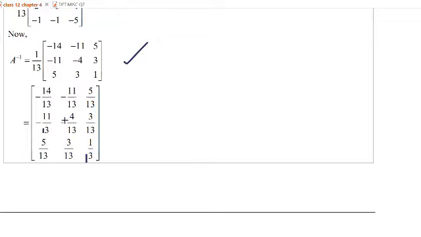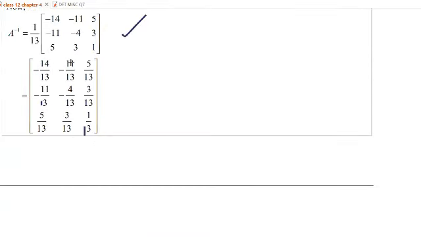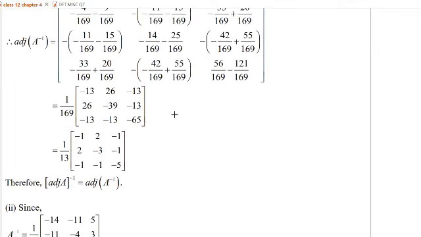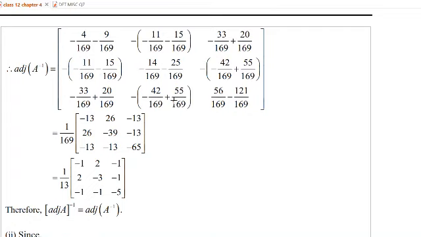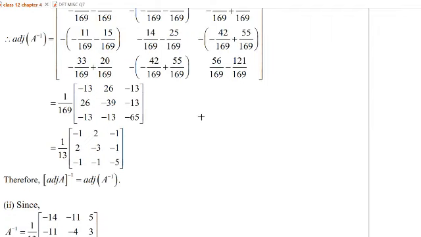Hiding this element, we'll get minus 4 by 169 minus 9 by 169. Similarly, hiding this element, we'll get minus 11 by 169 minus 15 by 169, that you can see. And the sign change also for these 4 elements, 1, 2, 3, 4, right? Don't forget that. And hiding this element by row and column, we'll get minus 33 by 169 and plus 20 by 169. Let us see, right?